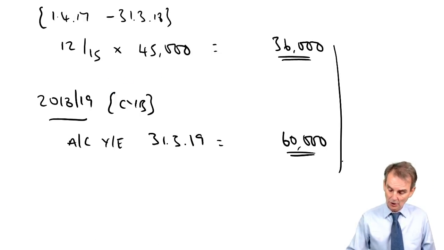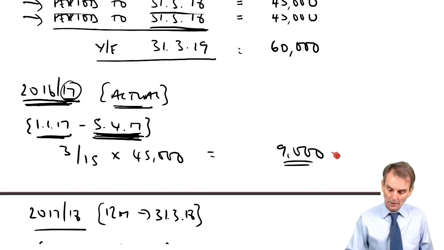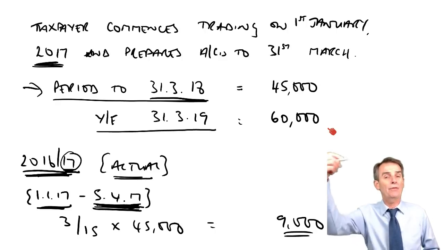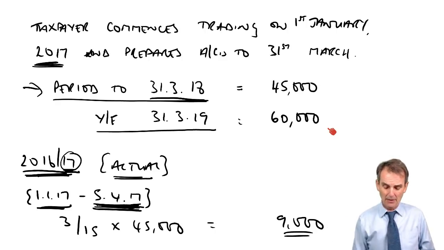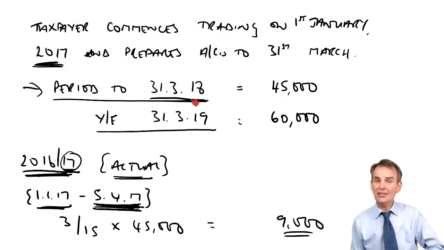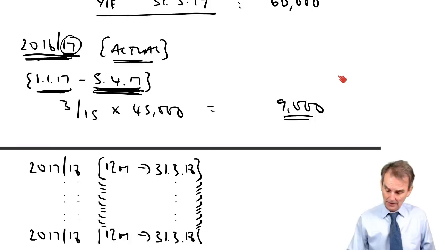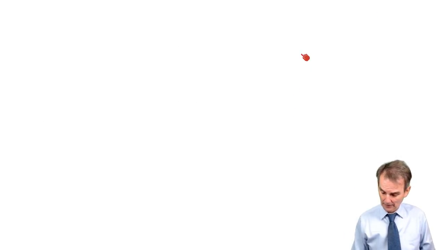Now, in terms of the example that we had here, what we did, as we have done all the way through the examples so far, we started trading on the 1st of January and prepared accounts to not the next 31st of March, but the following 31st of March, a 15-month period through to March 18. What we're going to do now is to have exactly the same start date, the 1st of January 17, but this time, instead of going 15 months through to the 31st of March 18, we're going to go on for one more month and make it the 16 months to what will therefore be the 30th of April 18. And we'll see what outcome then arises.